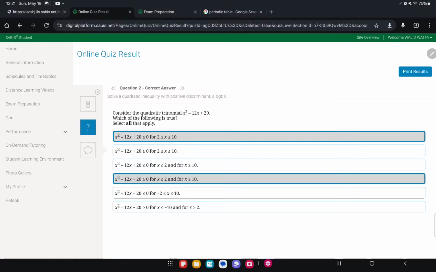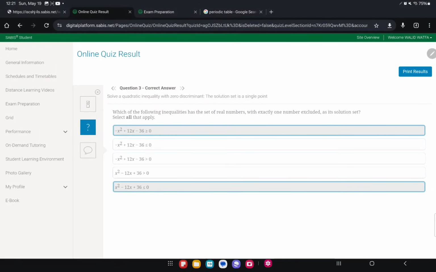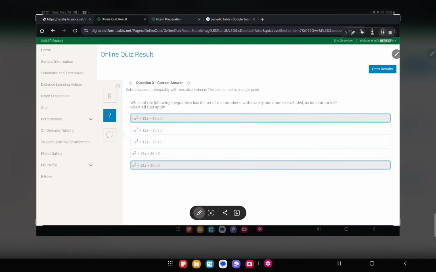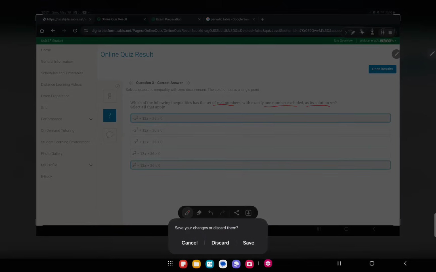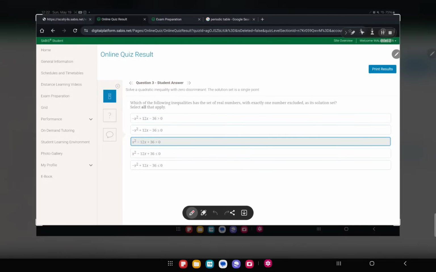Okay, question 3. This question was wrong. Okay, the correct answer was, yeah, it's that one. Okay, they're saying which of the following inequalities has the set of real numbers with only one number excluded as its solution set? So basically they're saying that the solution is all of the real numbers except one number. Okay, these are wrong. Okay, actually I'll put my answer. Okay, this is the correct answer. Okay, so we want the solution to be all real numbers except one.